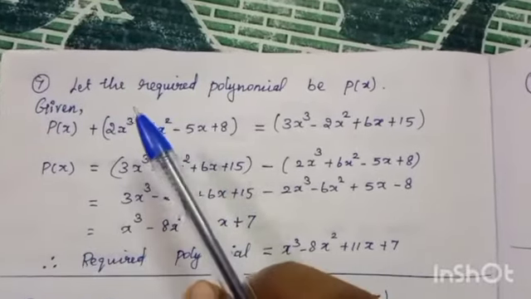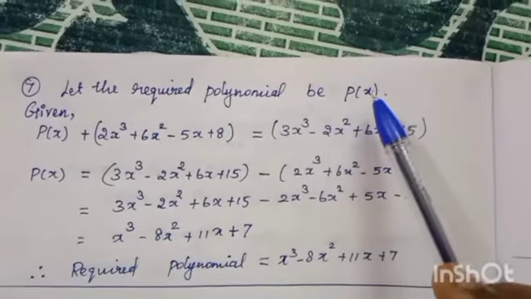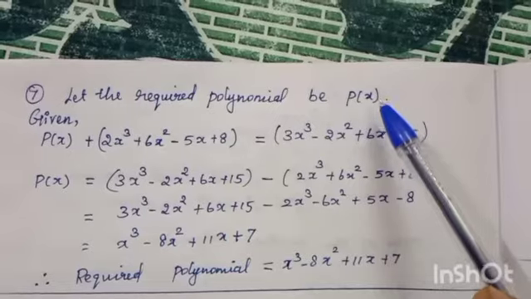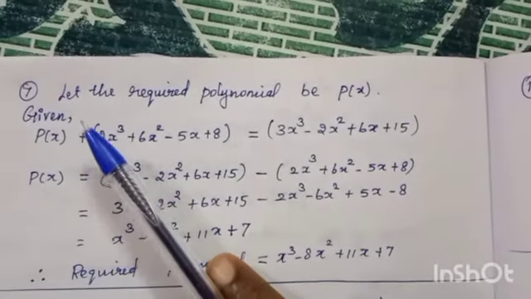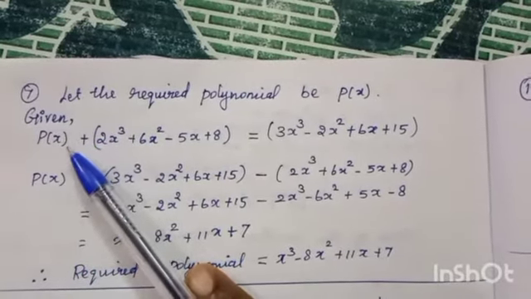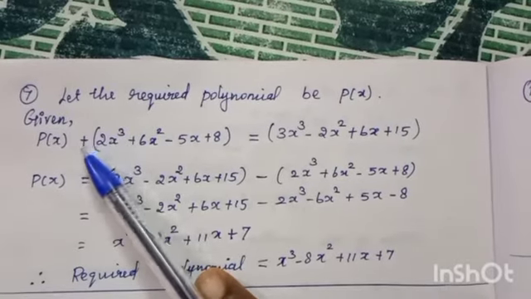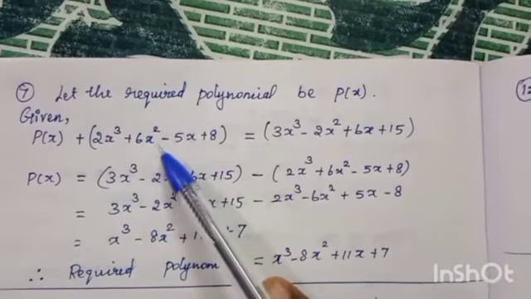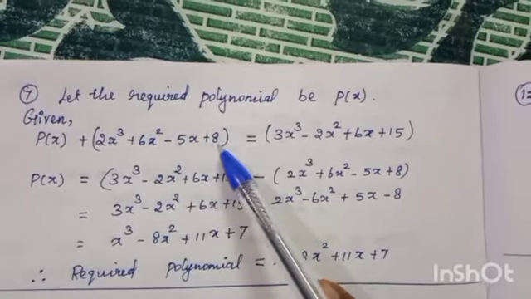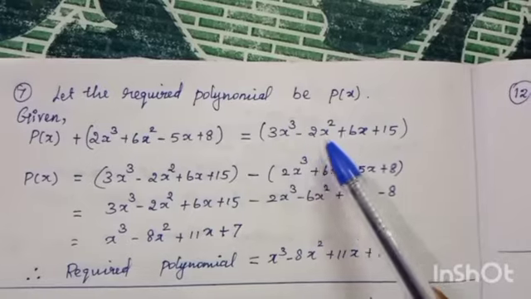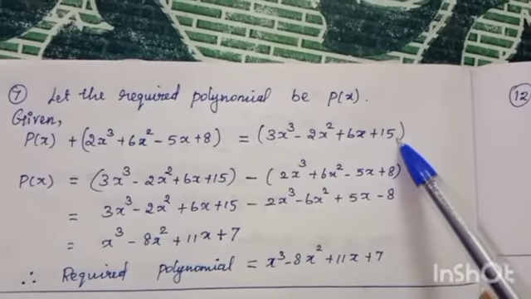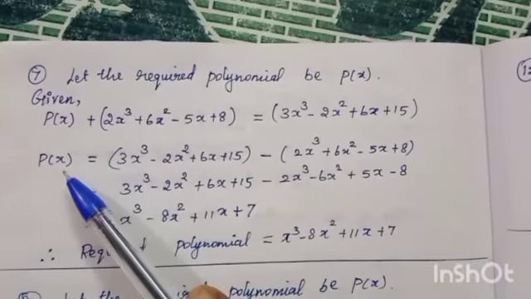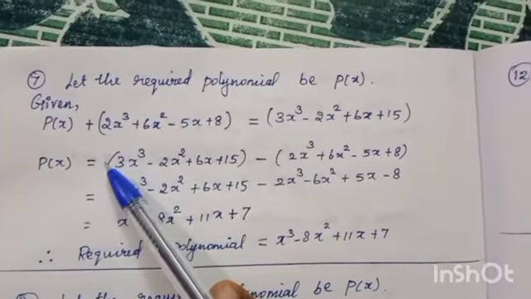Listen students, for this solution let the required polynomial be p of x. Then what is given in this question? P of x, that unknown polynomial, plus the given first polynomial 2x cube plus 6x square minus 5x plus 8 is equal to 3x cube minus 2x square plus 6x plus 15. So we have to find this p of x.